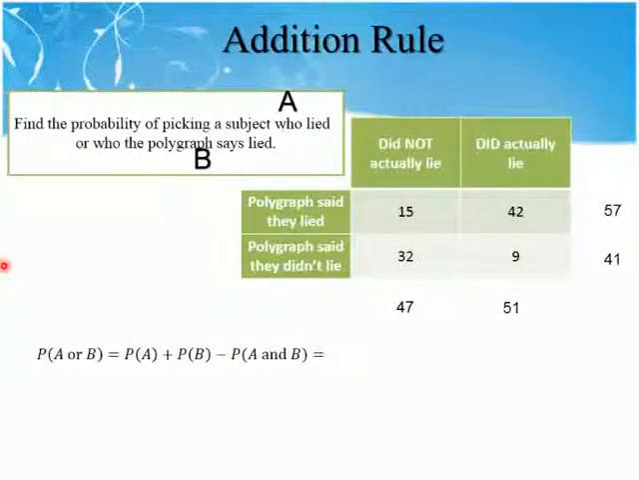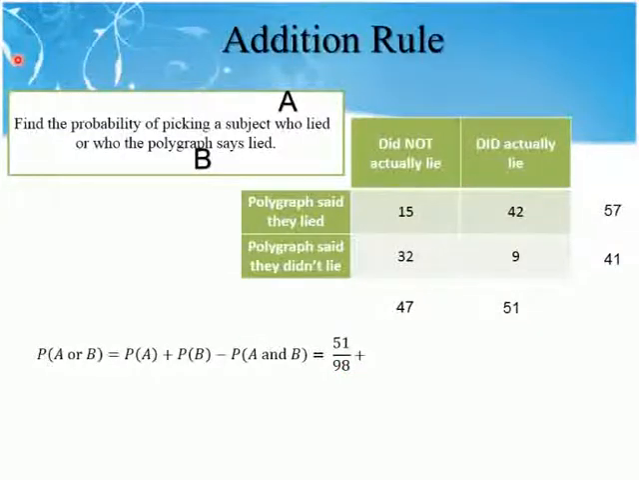Now use what we know about the addition rule for probability. We have the probability that A or B happens equals the probability of A plus the probability of B minus the probability that they both happen. So the probability that A happens is 51 over 98. Why? Because 51 people actually lied, so that's our numerator. That's the total number of ways we could pick somebody who actually lied, divided by the total number of people in our survey. This is the classical approach to probability.